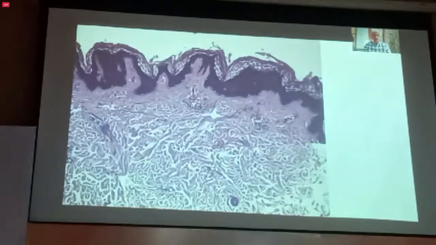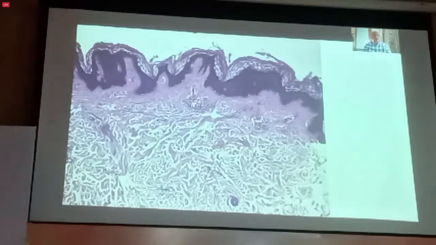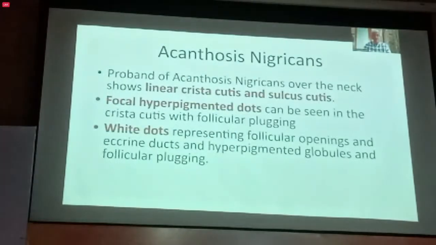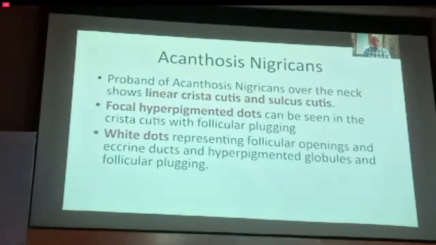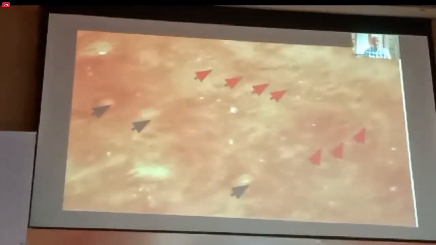And histopathology is characteristic where you see not just slight papillomatosis, but also basket weave orthohyperkeratosis that includes the affection of the infundibula and the acrosyringia. Dermoscopic patterns are also quite typical, the linear crista cutis pattern and the sulcus cutis pattern, which early on are difficult to identify, but once you get used to them, they become easy to identify.